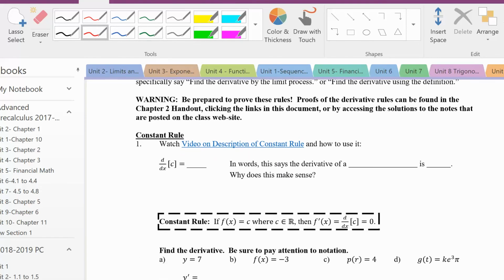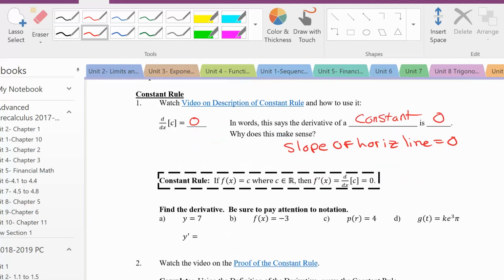The first rule is the constant rule. When you find the derivative of a constant, it is equal to 0. In other words, the derivative of a constant is 0. Why does this make sense? Because the slope of any horizontal line is equal to 0, right? And y equals 5 is a horizontal line, so the derivative should be 0.